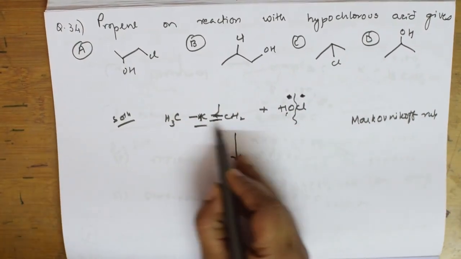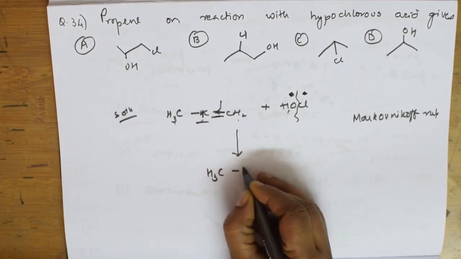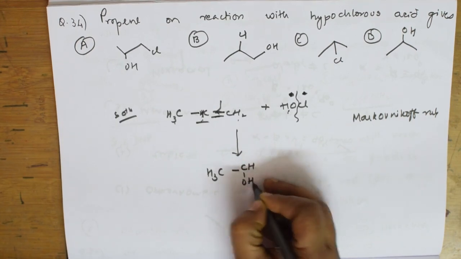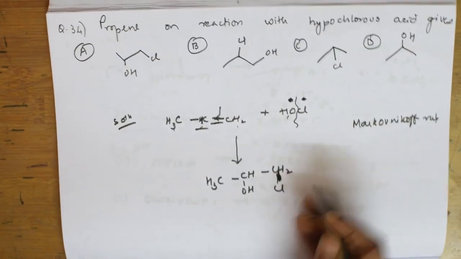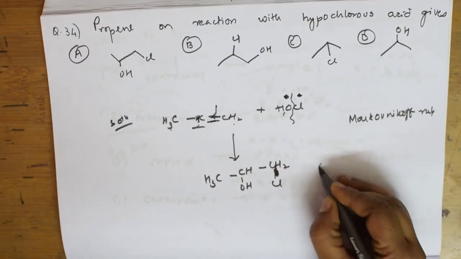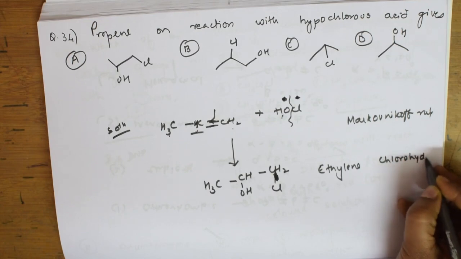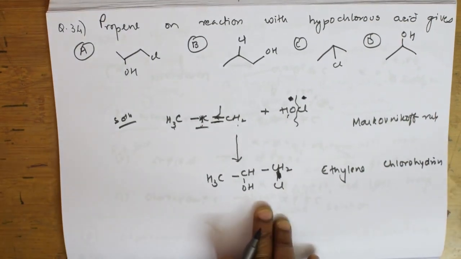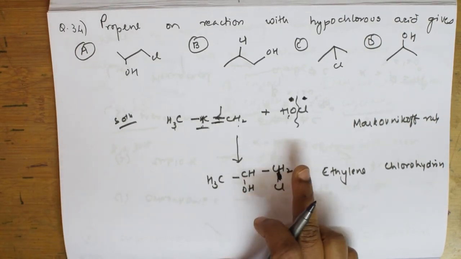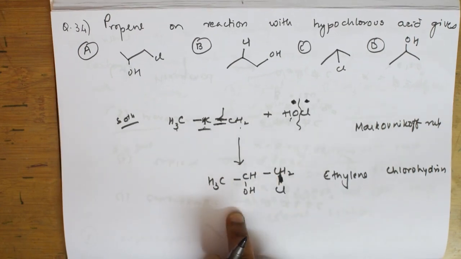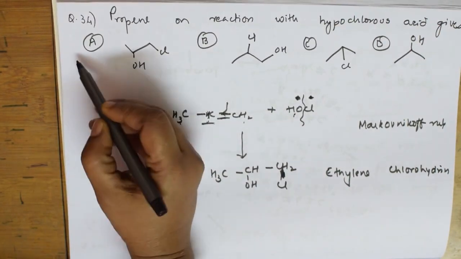So this is the negative addendum. It goes to the carbon having fewer hydrogens. Here 3 hydrogens, here 2 hydrogens, here 1 hydrogen. So the product is CH3-CH(OH)-CH2Cl. It is attached to the carbon as CH2Cl. Then what is the name of this compound? The name of this compound is ethylene chlorohydrin. So remember, addition of HOCl follows Markovnikov addition and the product formed is ethylene chlorohydrin. So this is the compound, isn't it?